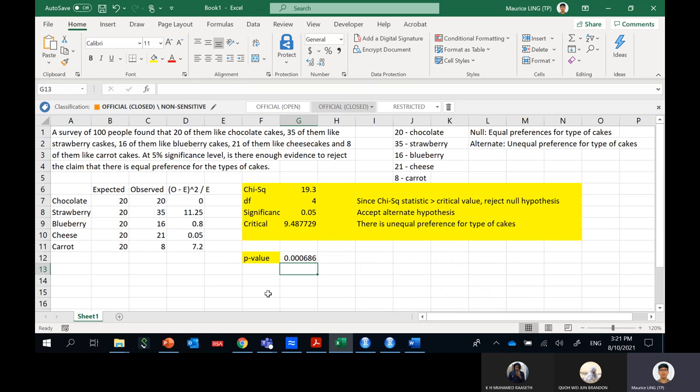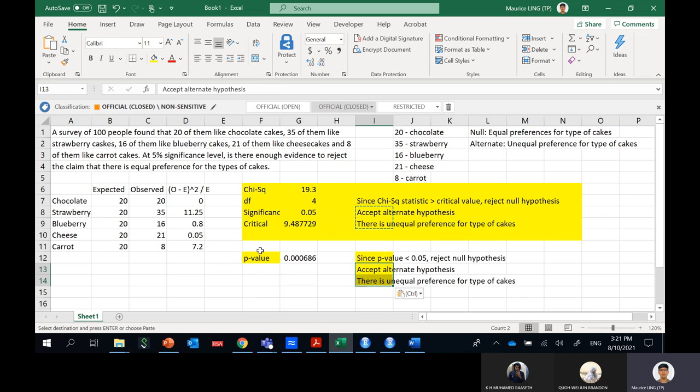Okay, so this is your p-value. Do you accept or reject the null hypothesis? Also reject, right? Because the p-value is less than 5%. So you can write, since the p-value is less than 0.05, you reject your null hypothesis. And the conclusion remains the same. So this is another way of doing it.